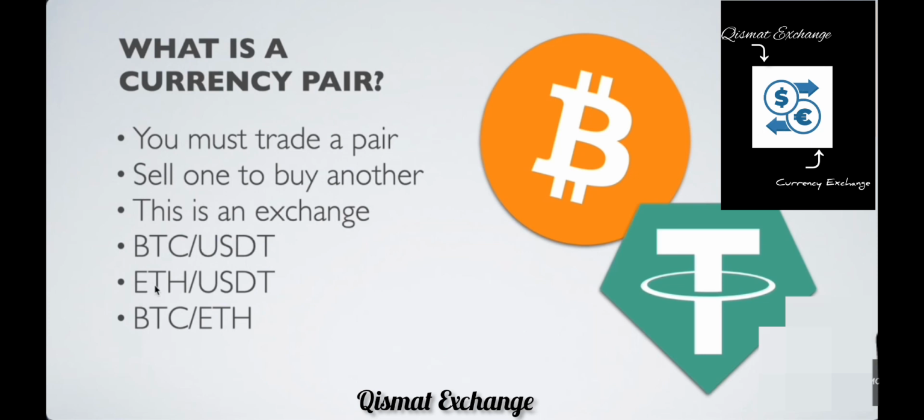ETH is Ethereum, so Ethereum against US dollar Tether. So you know this trading pair is Ethereum and US dollar Tether. And then you have other currency pairs like Bitcoin, Ethereum. So if you just want to trade them directly, you can trade Bitcoin and Ethereum. This is how it will look.